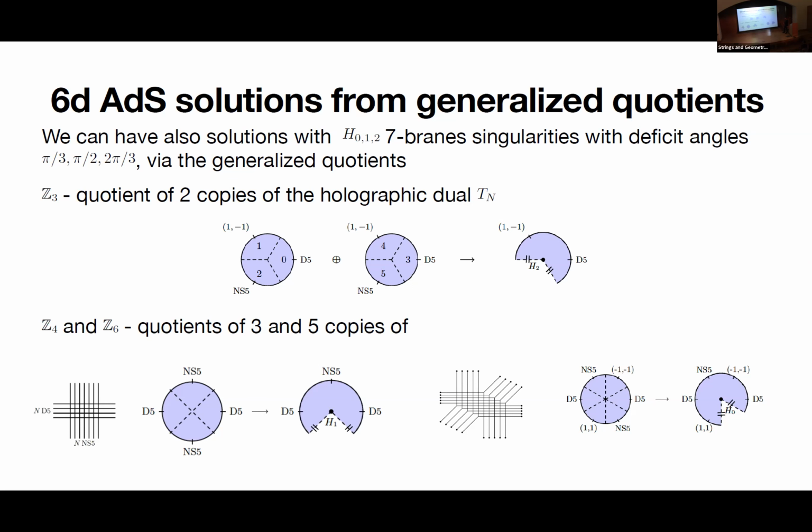And also, you can do the same for this solution. What you get is you do a Z6 quotient of this solution, and actually of 3 copies of this solution. And what you get at the end is, with respect to the E8 case, a bigger part of the disk. Good. So you can generate also the solution with H0, H1, and H2 7-branes in the center.